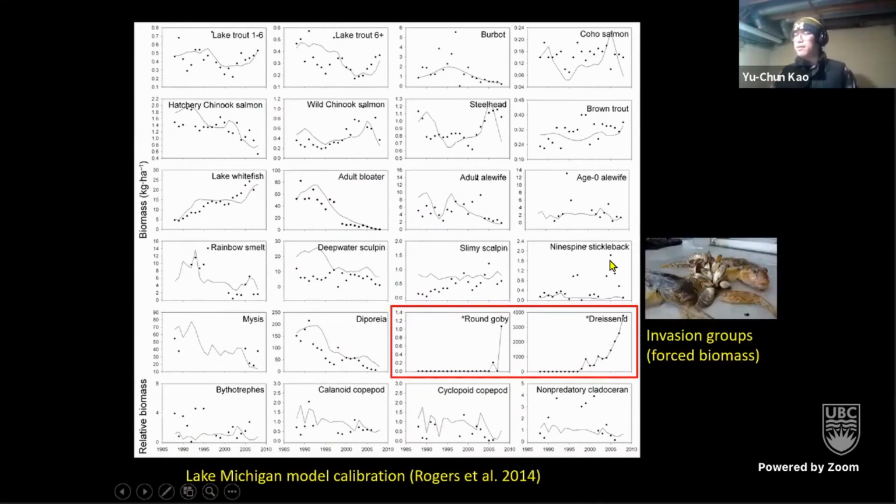So in this study, they only looked at the Ecosim period, forced the biomass for round goby and dreissenid mussels, and tried to calibrate the biomass of the other groups in Ecopath.